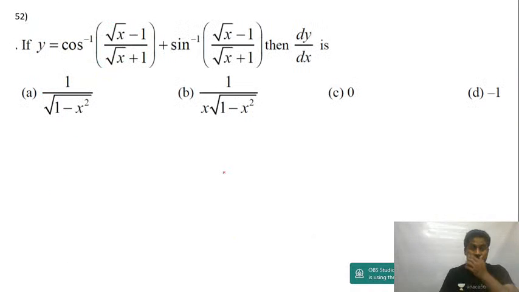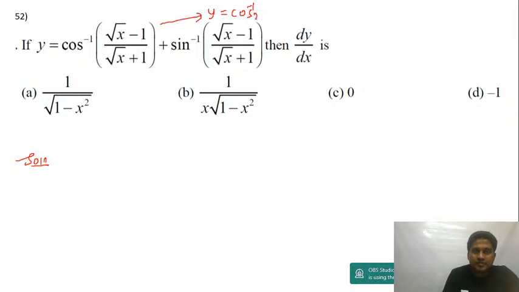Let's move to the next question. Okay, you can do this question within 30 seconds, guys. This is of the form cos inverse of x plus sin inverse of x, or sin inverse of x plus cos inverse of x. And we know that sin inverse of x plus cos inverse of x is pi by 2. Is it not? Inverse trigonometry. Cos inverse plus sin inverse is pi by 2.